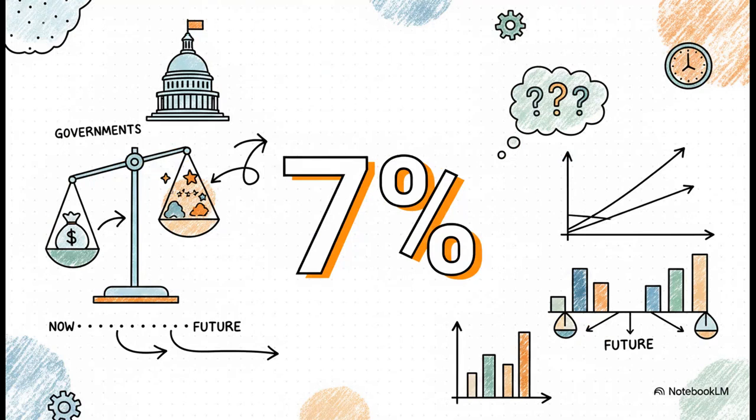Another absolutely massive factor in this math is the social discount rate. In many governments, including the US, the standard rate sits right around 7%. This single number is used to weigh the costs we pay today against the societal benefits we're going to receive in the future. But when you start dealing with really long-term issues, this number becomes highly debatable.